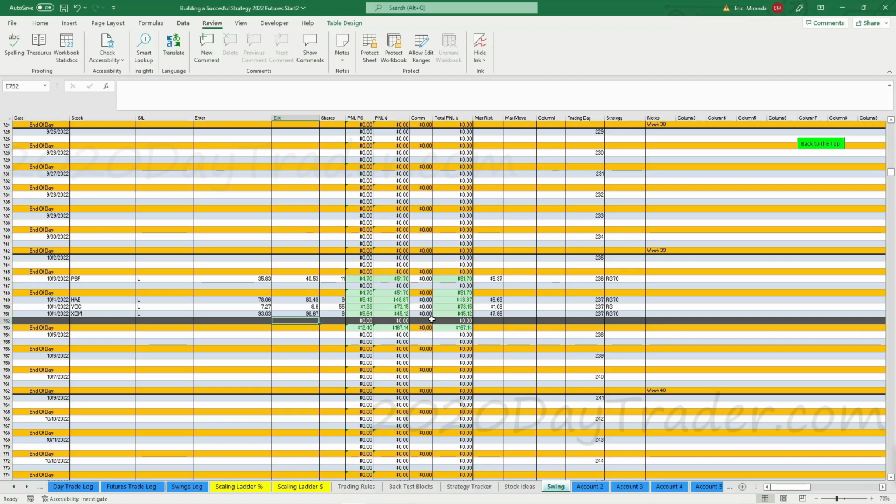All right, so let's go look at the chart real quick, and then we'll come back to the log and tell you how I came to these numbers. Why did I buy 11? Why did I buy 9? Why 55? And stuff like that.